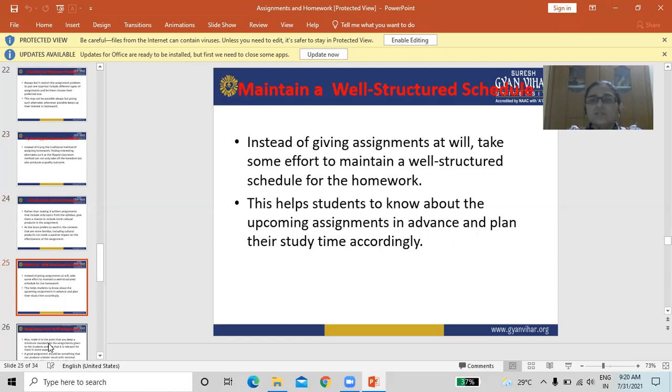Maintain a well-structured schedule. Instead of giving assignments at will, take some effort to maintain a well-structured schedule for homework. This helps students to know about the upcoming assignment in advance and plan their study time accordingly.